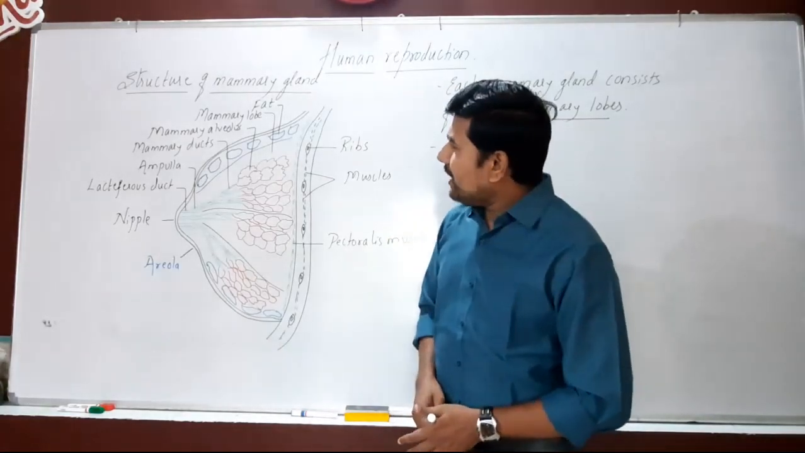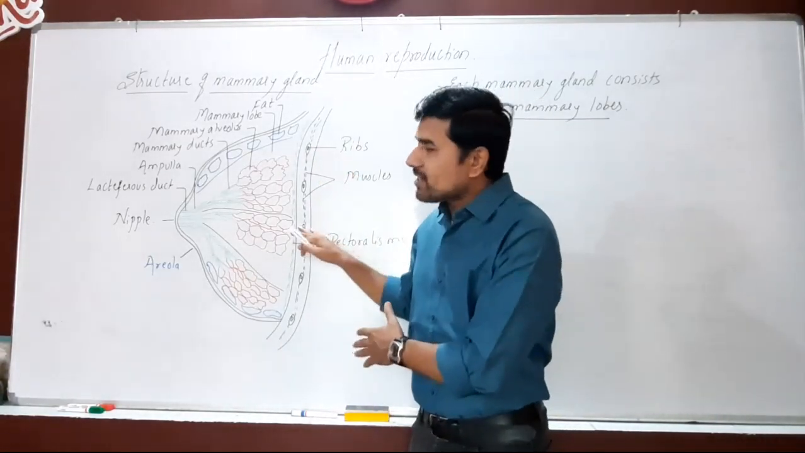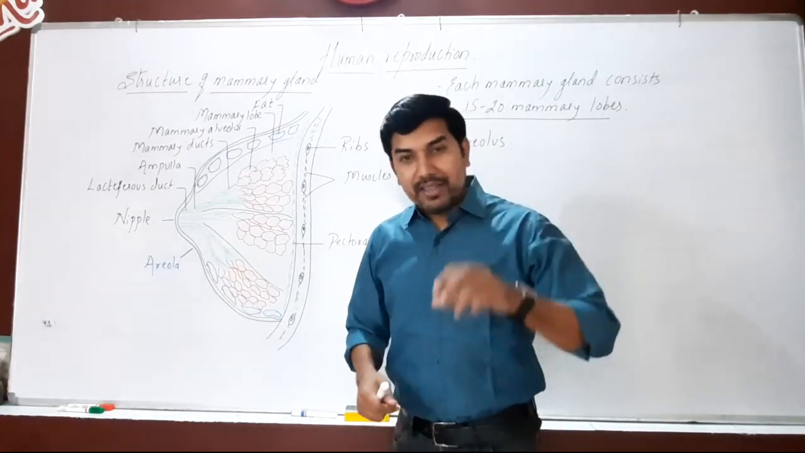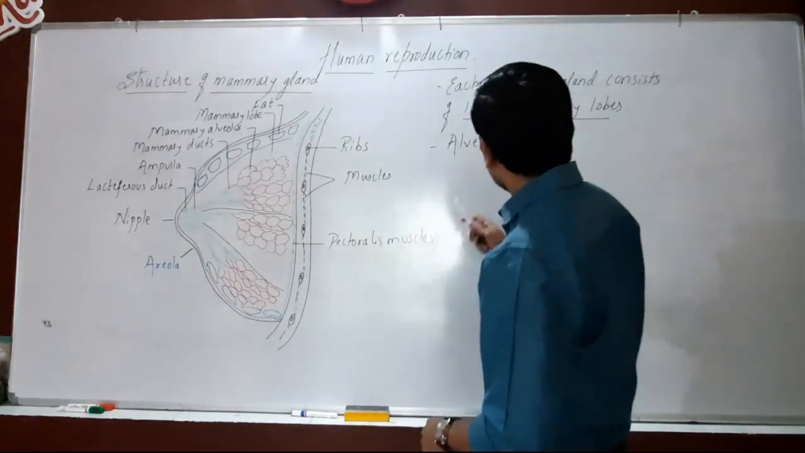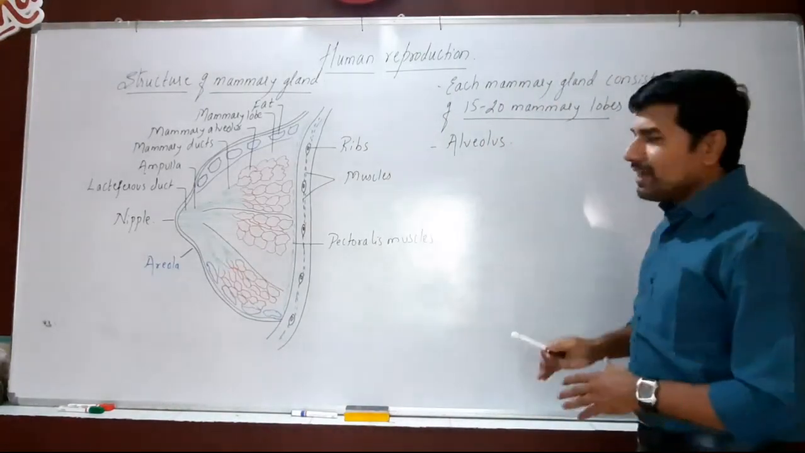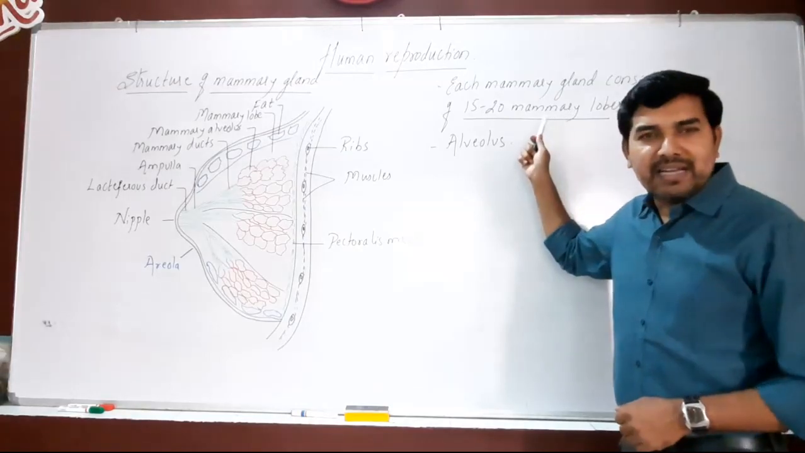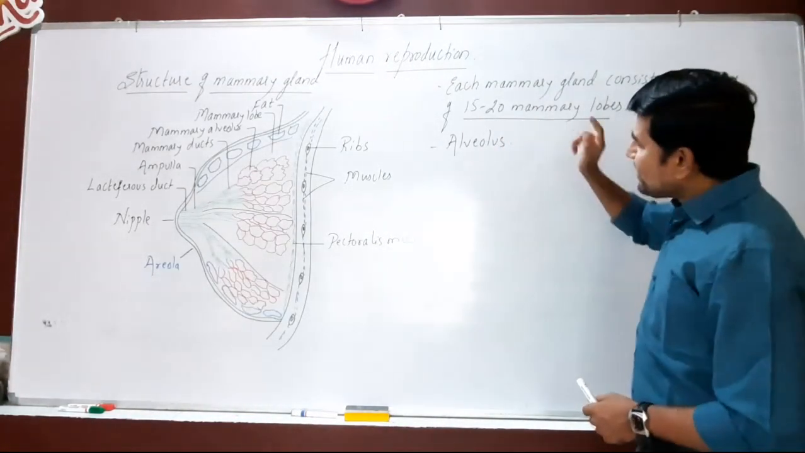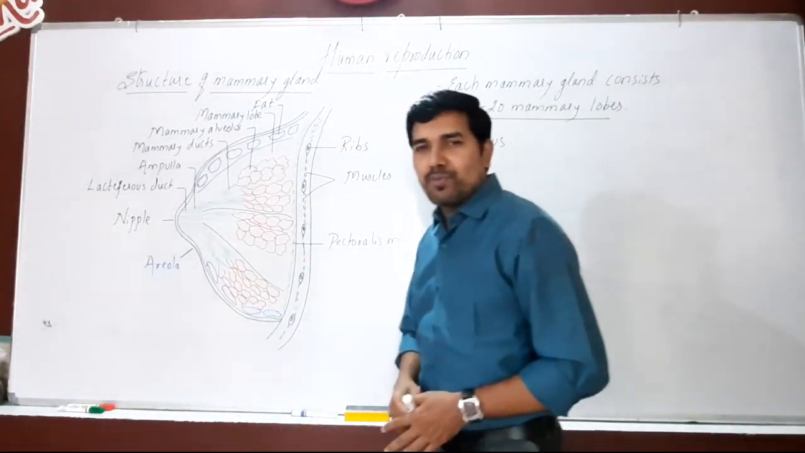Okay, and remember what are the structures present in the mammary gland, what are its functions. And the most important thing here is, each mammary gland consists of how many mammary lobes. So each mammary gland consists of 15 to 20 mammary lobes. And what is the major function of the mammary lobes?